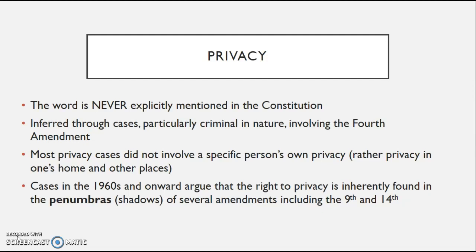So again, that makes sense, but the way that is going to be in terms of interpreting privacy is going to have a fundamental shift in the 1960s and 1970s, where it's going to be not just talking about privacy in terms of being secure in one's home and other places, but one person's own privacy. And again, we're going to be looking at the right of privacy being inherent in our Constitution in the shadows, or what's called the penumbras, of several amendments.